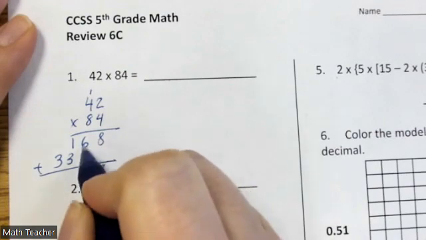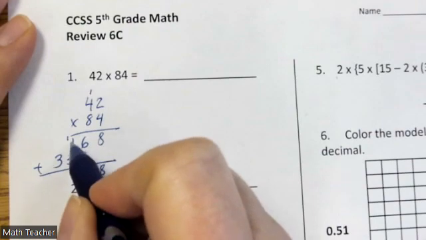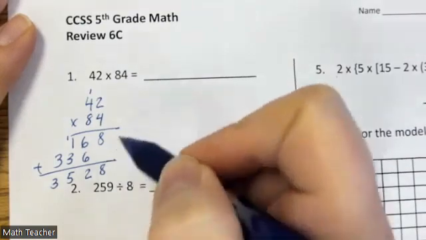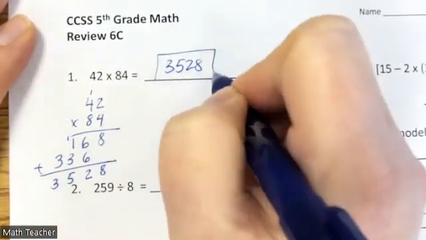Add 8 plus nothing is 8. 6 plus 6 is 12. Write the 2, carry the 1. 3 and 1 is 5. And then 3 plus nothing is 3. So we have 3,528.